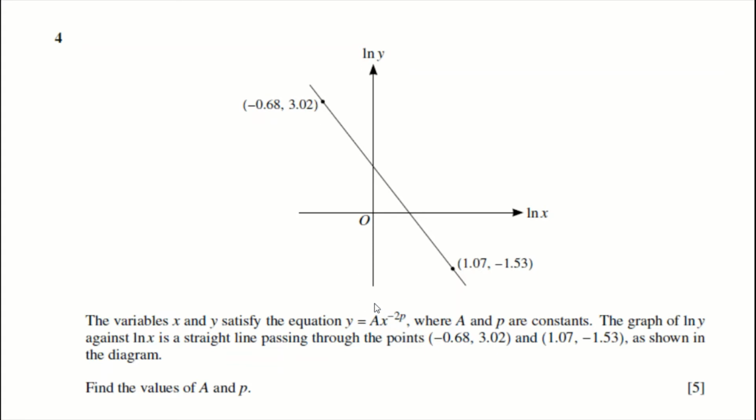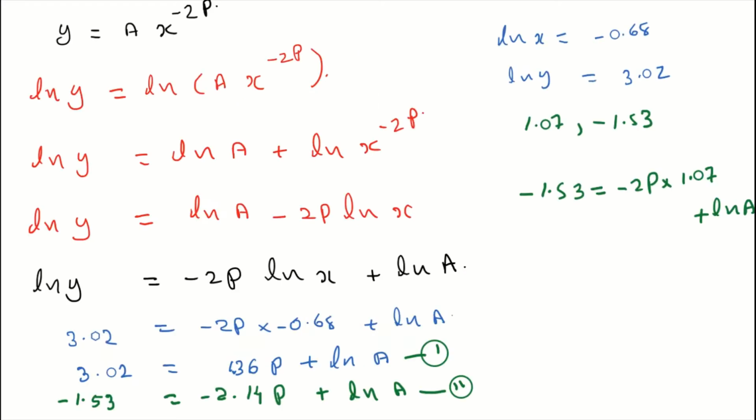The graph of this equation y equals a x to the power minus 2p, in logarithmic form, is given as this, and we are given 2 points on the straight line. So what we should do is, first of all, we take logarithm on either side of this equation and convert it into a straight line of ln y and ln x. We can do it like this.